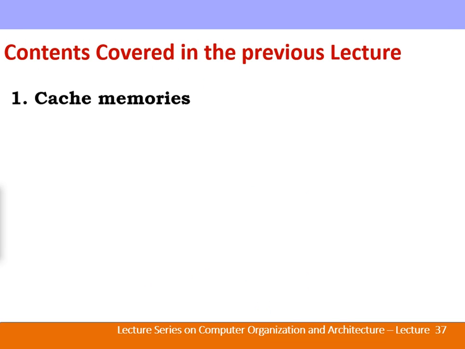Contents covered in the previous lecture are cache memories. Cache memory is a technique, an architectural method, used to increase the execution speed of the processor. In order to achieve good performance, we make use of a cache memory. Compared to the processor, the main memory is slower. Hence, in order to speed up the accessing of data or instructions from the main memory, we make use of a cache memory.